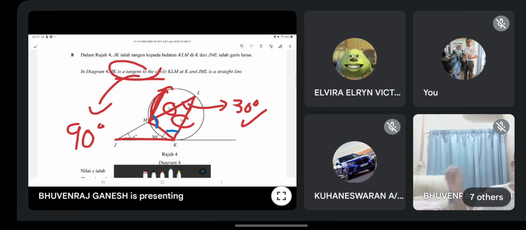Anyone? Apa hubungan dia? Yes, it's the same angle. Dia adalah sudut sama. So guys, can you find out the angle now? Apa nilai dia? What's the value for the angle?